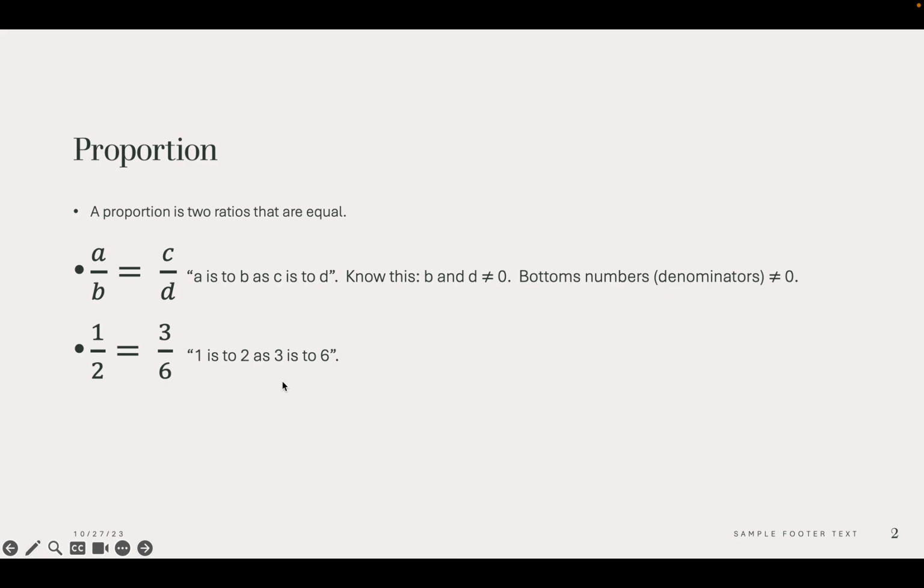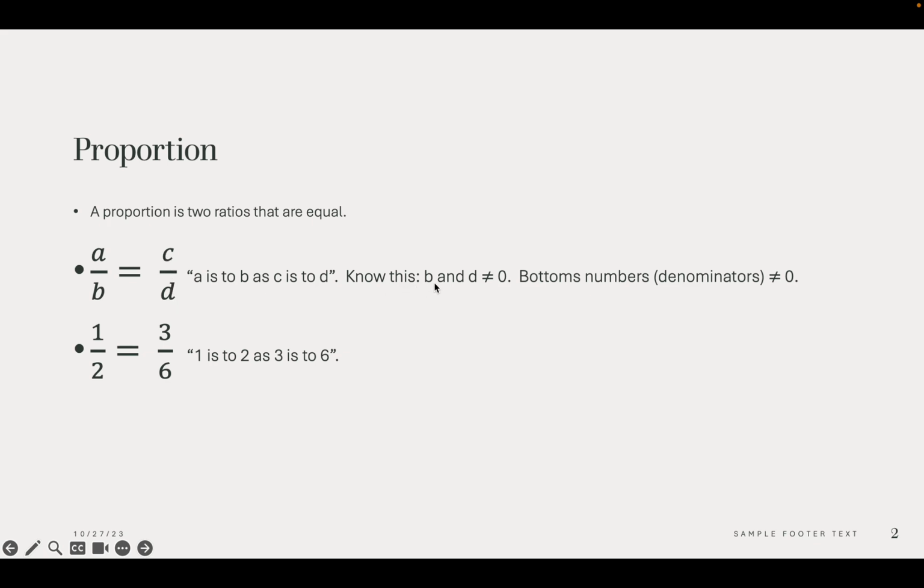Proportion. A proportion is two ratios that are equal. So here's a ratio, here's a ratio. I have said they are equal, therefore this is a proportion. The way that I read this is A is to B as C is to D.